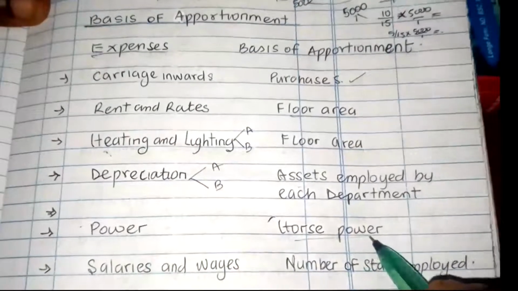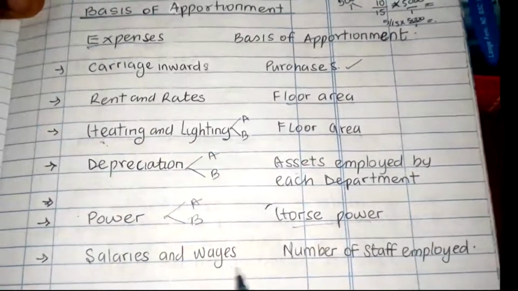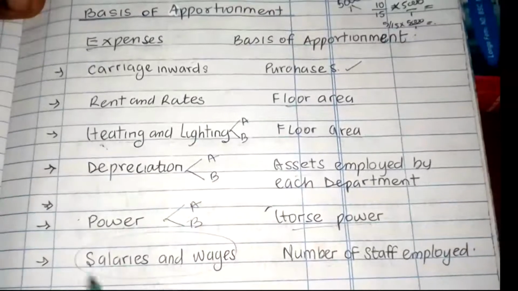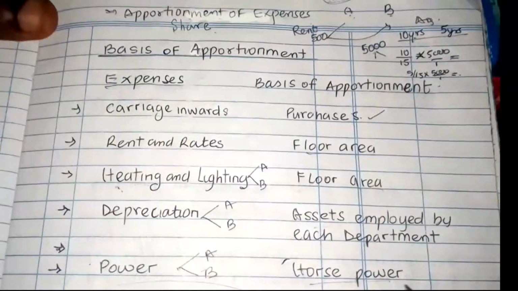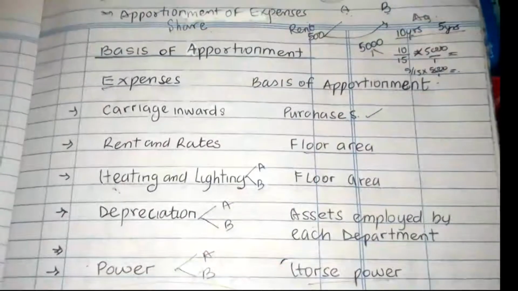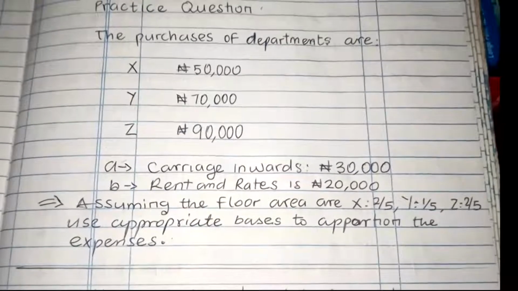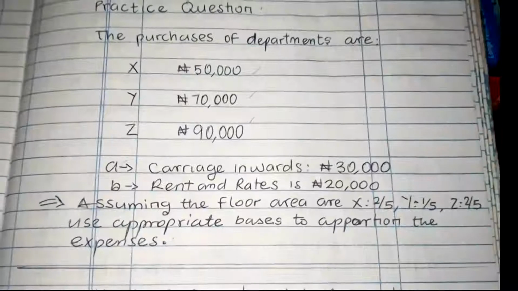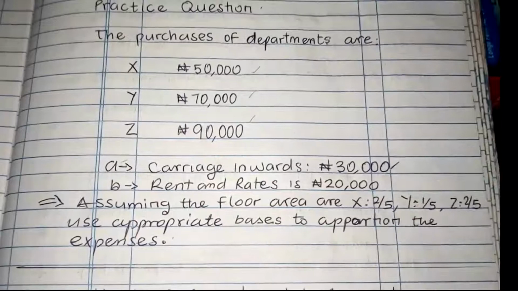Now, for carriage inward, the appropriate basis of apportionment is purchases. Then for rents and rates, the appropriate basis of apportionment I've given you is floor area. Is that clear? You will be given this in a question. We want to share the carriage inward, which is an expense common to all the departments. You have to learn this before we solve the main question.